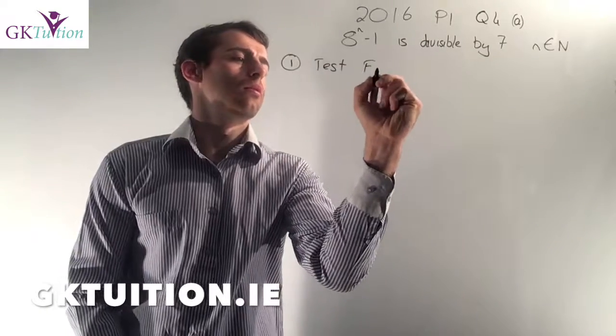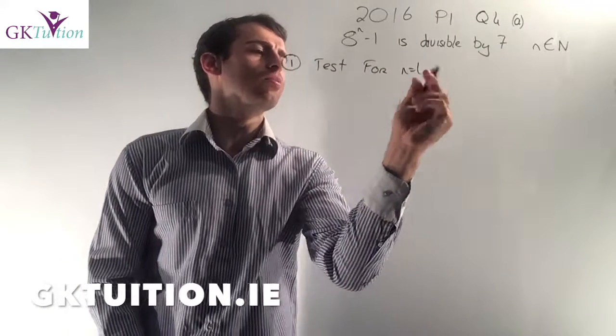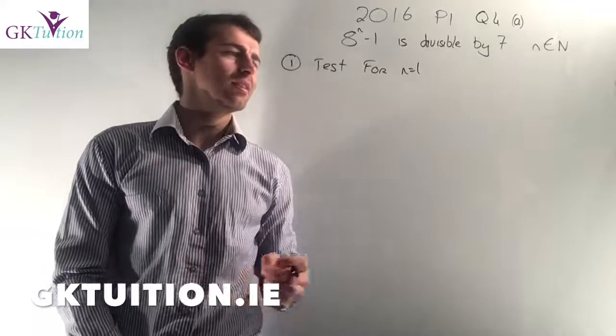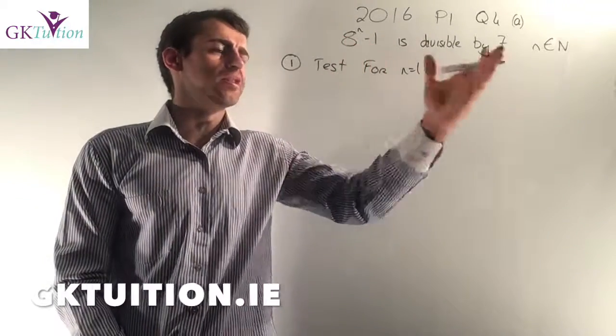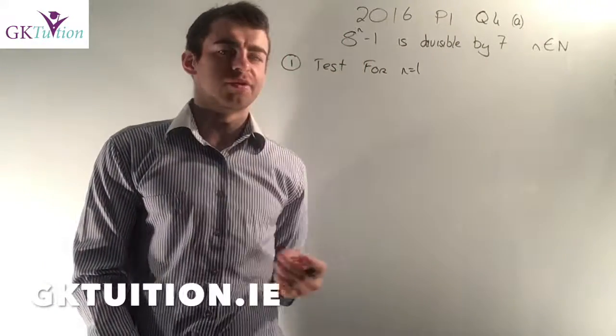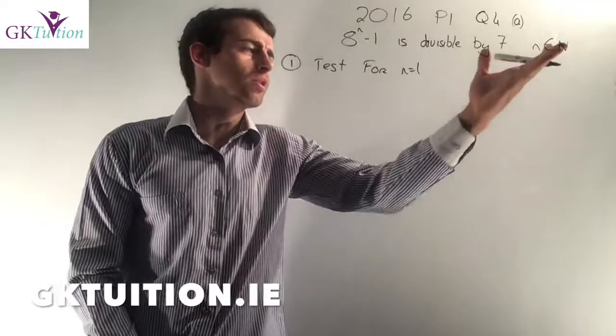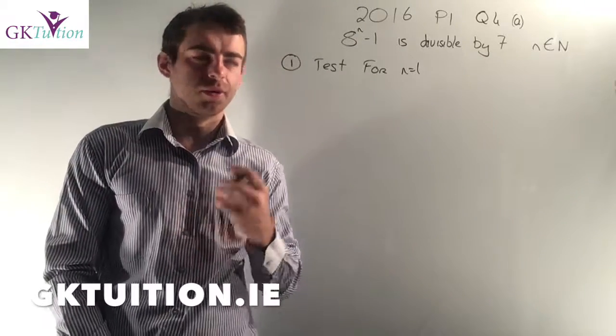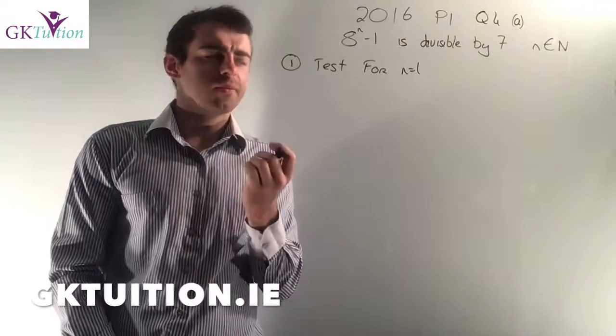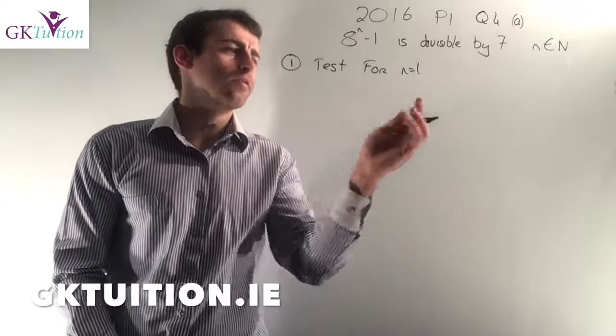Now the reason we're starting off with 1 in this case is because I was asked to prove that my statement is true for all the natural numbers, which means that I'm going to start off with the first natural number. Now, in certain scenarios, it could be different to this.